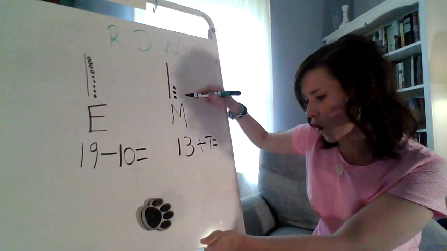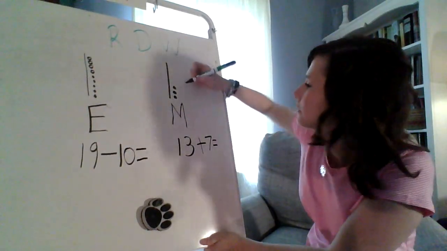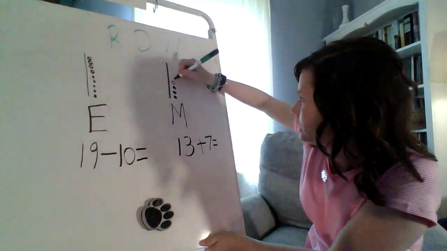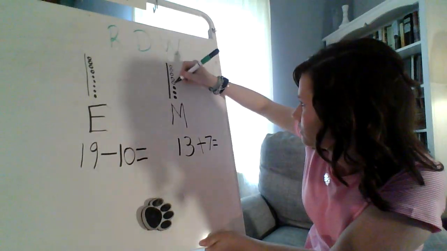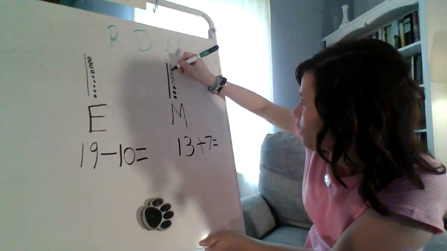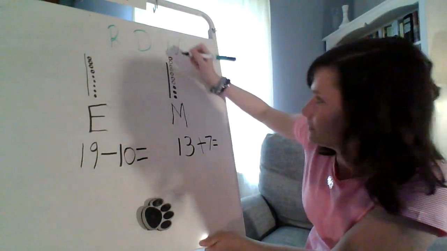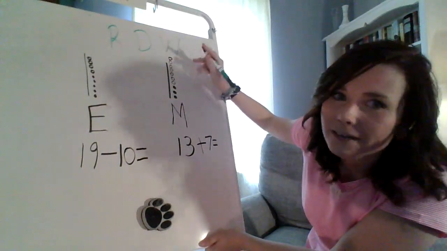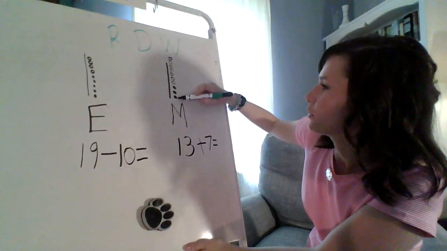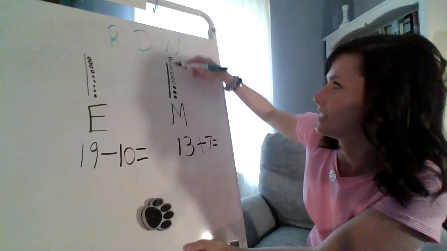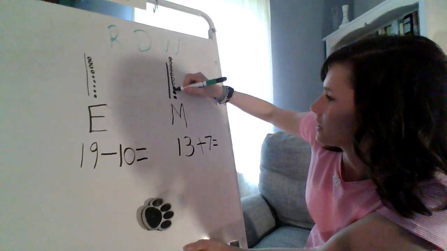So I need to draw 7 more. 1, 2, 3, 4, 5, 6, 7. Miss really had to go back through to count just to make sure. It's always good to double check your work. And then we know 3 and 7 makes 10. So this is actually a quick 10, another 10.